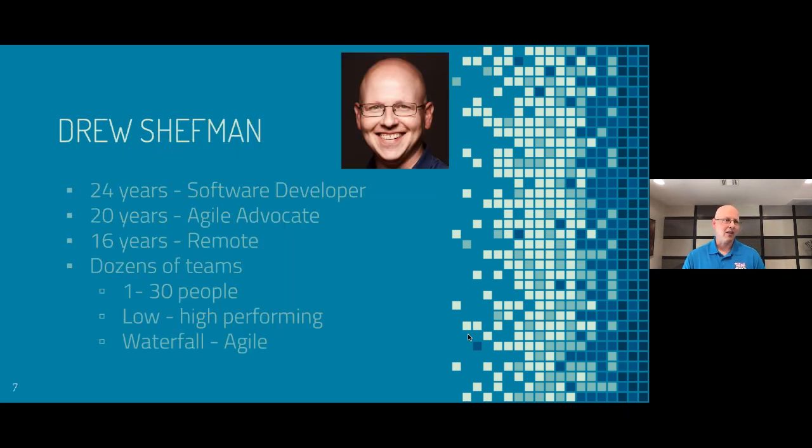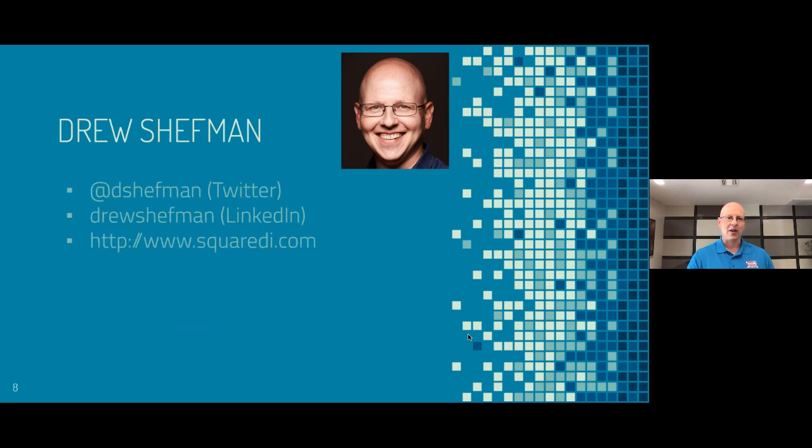A little bit about me. Again, my name is Drew Sheffman. I have 24 years as a software developer, 20 years as an Agile advocate, 16 years working remote. I've been on dozens of teams ranging from 1 to 30 people, low to high performing, waterfall to Agile. And just so you have some of my information, here's my Twitter, LinkedIn, and my blog. This presentation will be available on my blog shortly after I'm done giving it.